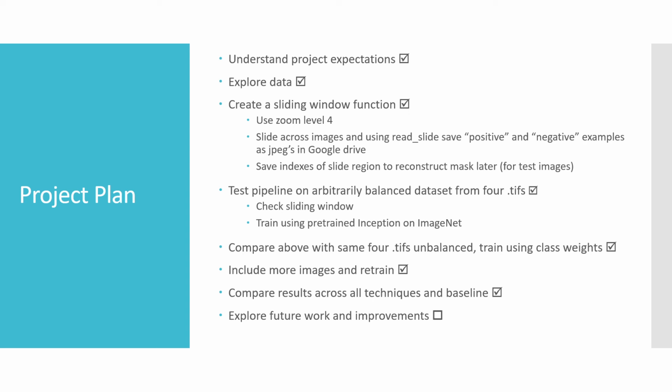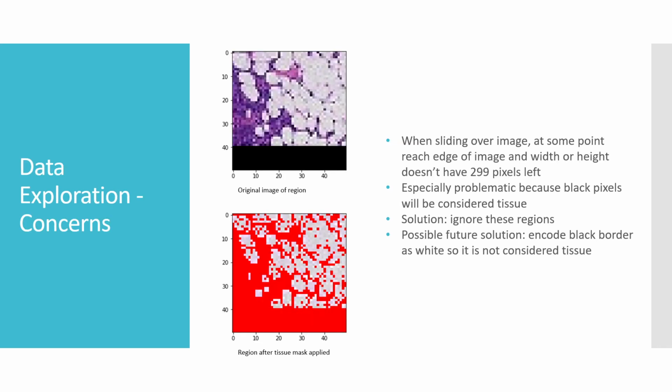Then I compared the above 4 .tifs unbalanced, so I just slid across the entire image and took that as my training set, and I used class weights. Then my last experiment was to include more images and retrain again, and then I compared my results across all techniques and a baseline. And the last thing to do would be to explore more future work and improvements.